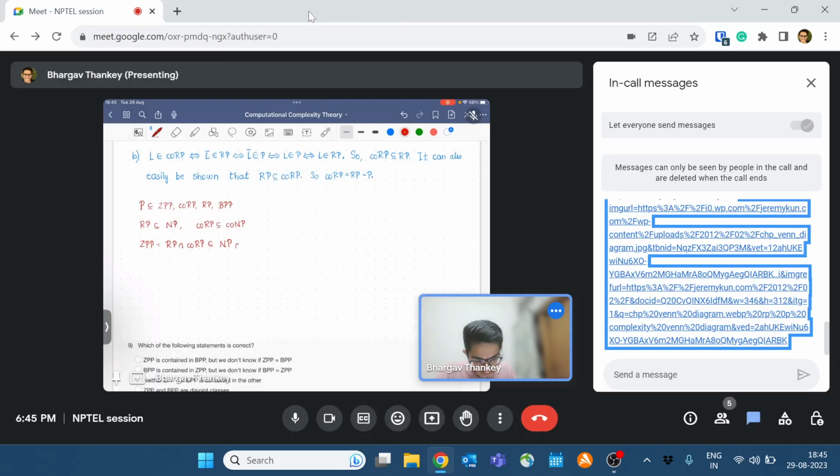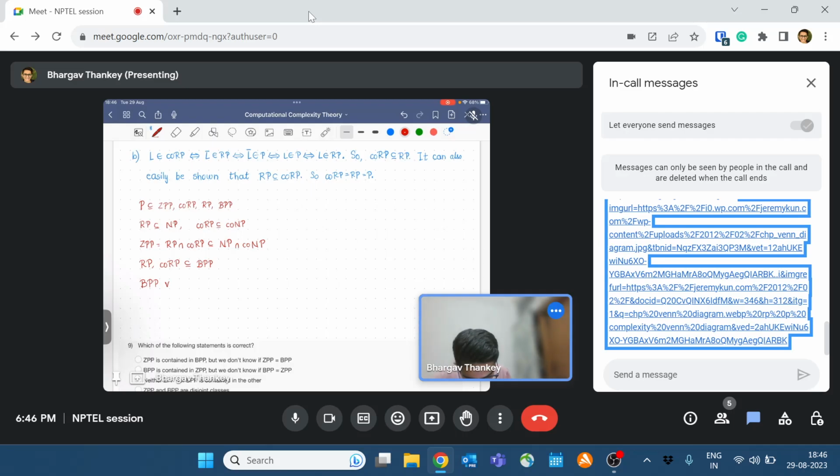So it's ZPP that is the intersection of RP and co-RP, not BPP. In fact, RP and co-RP are both contained in BPP. Also, we don't know anything about BPP, but okay, I should also write that.